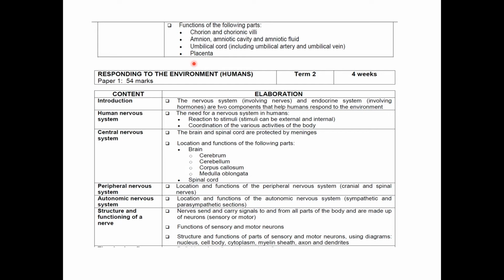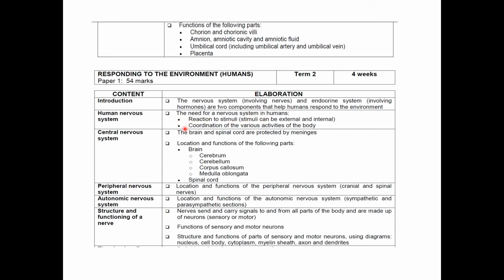Now, an even bigger section is responding to the environment for 54 marks. Now, let's look at the introduction. You must know the nervous system involves nerves, the endocrine system involves hormones, and these two components help the human respond to the environment. Here they even tell you the need for a nervous system.